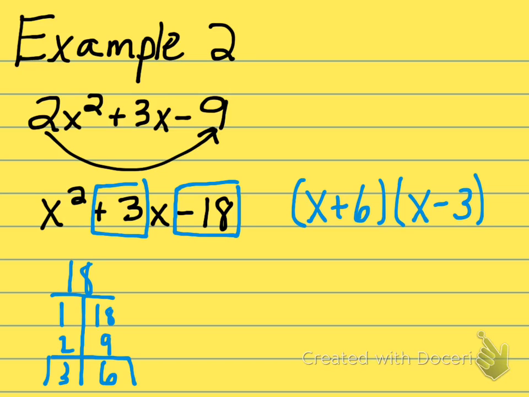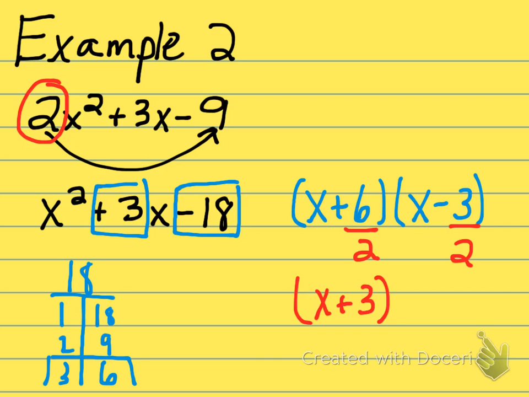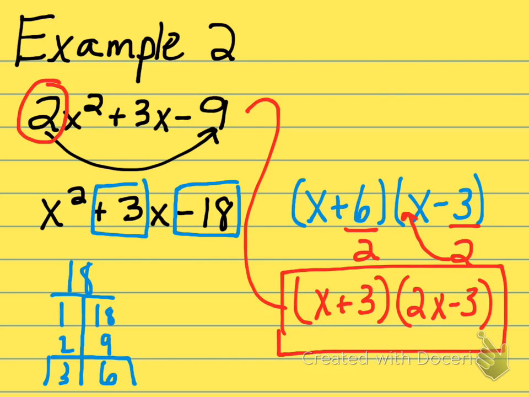Now that's the factors of the second one after I multiply. So what I have to do is go back and take 2 and divide each one of those by 2. 6 divided by 2 is 3. Since 2 does not go into 3 evenly, we will move the 2 in front of the x, and I will get my final answer.